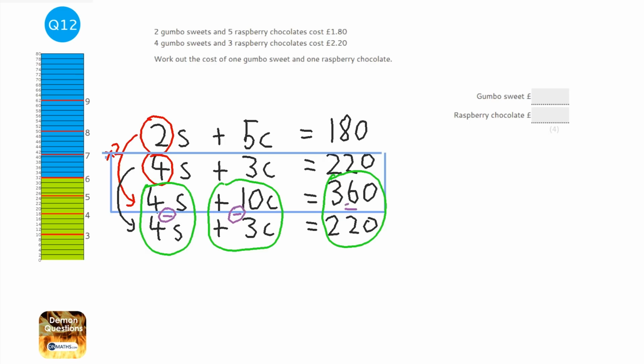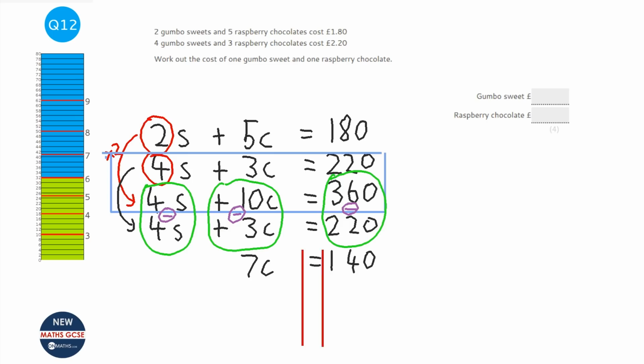So we're going to subtract all of these. So 4s take away 4s is nothing, which is great. We wanted to get rid of those. 10c take away 3c is 7c. And 360 take away 220 is going to be 140. So I'm going to get my lines in now so I can solve this. And to get rid of this times 7 here, we're going to divide both sides by 7. So we've got c equals 140 divided by 7, which is going to be 20. So c, the raspberry chocolate, is going to be 20 pence or 0.20 pounds.